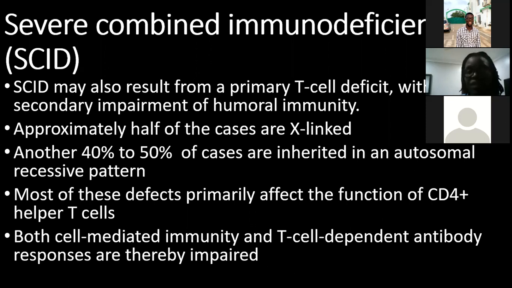So severe combined, it's like it has a combination of everything. Both B and T cells are affected. And when it comes to the inheritance too, it is both X-linked and autosomal recessive. So that's one way to remember severe combined. It's a combination of T and B cell, combination of X-linked and autosomal recessive pattern.